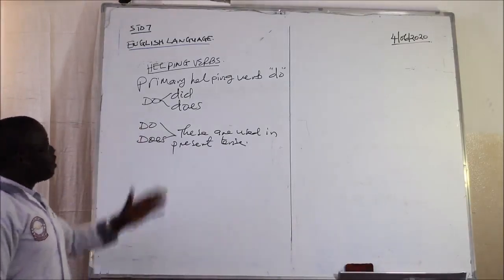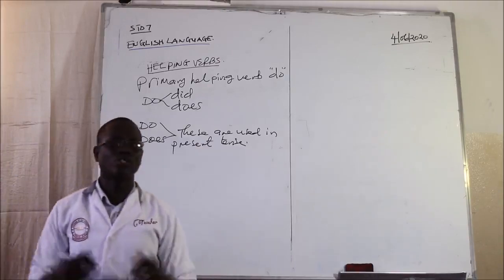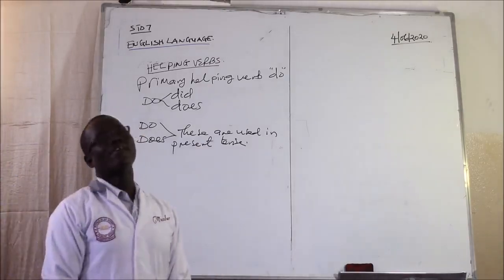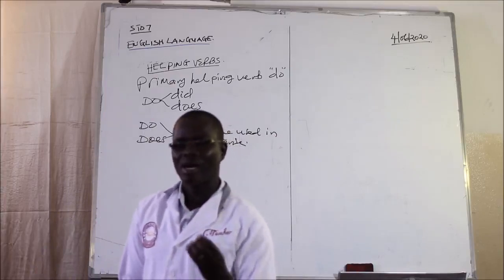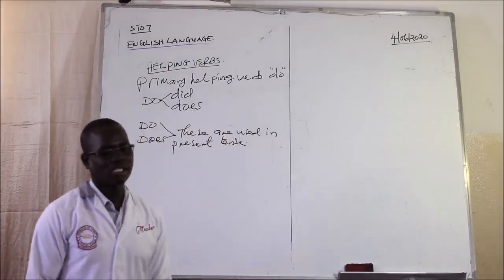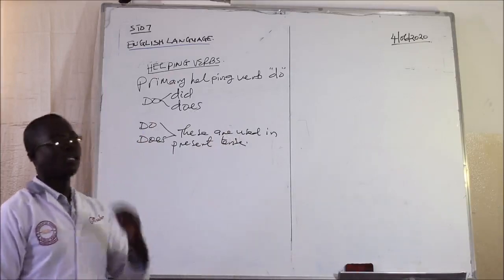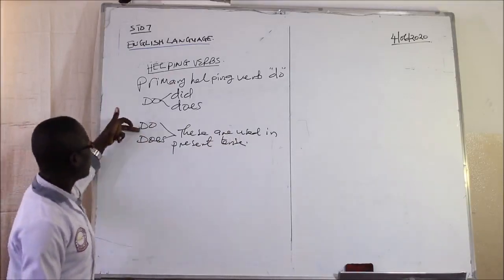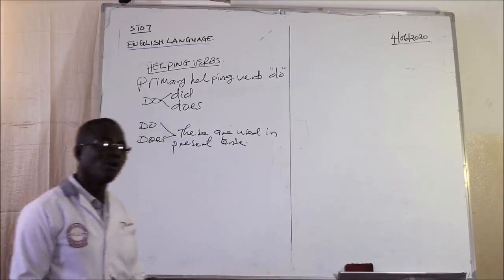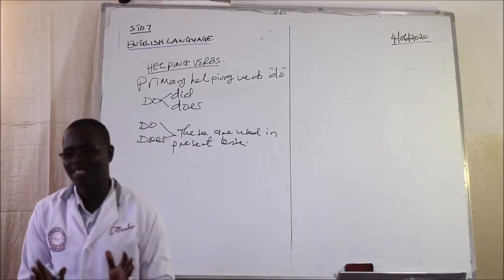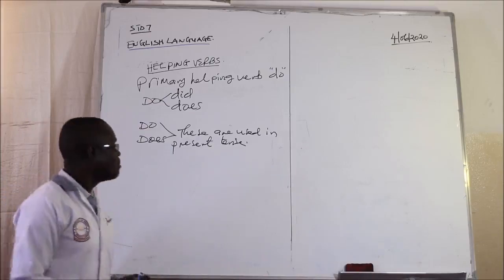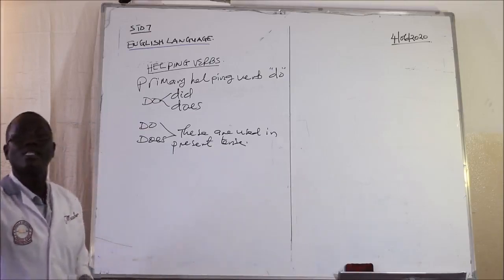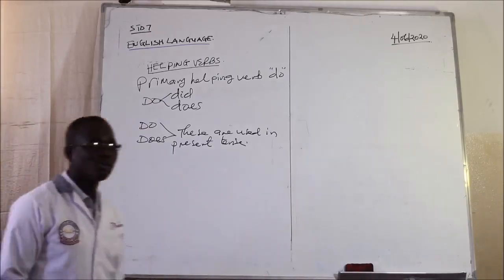The use of do or does will depend on what we are calling the subject of the sentence, or the doer of an action in a sentence. That person who does an action in a sentence. Therefore, the use of does or do will depend on the subject of the sentence. Do you understand? When I tell you of the subject of the sentence, you understand. The subject of the sentence is that person who does an action.